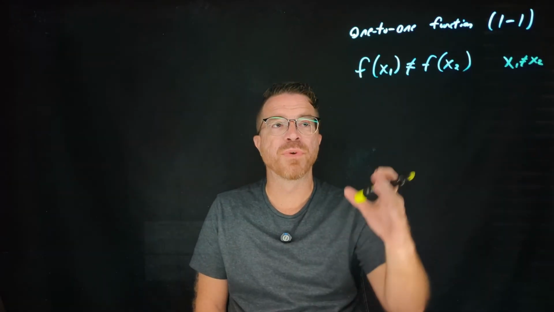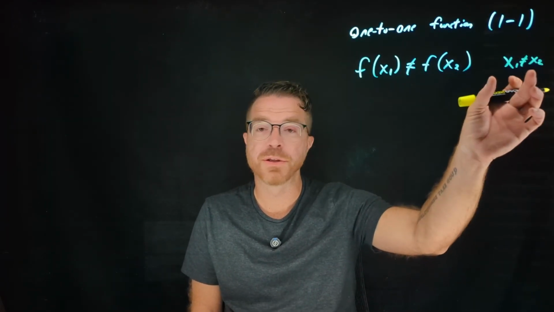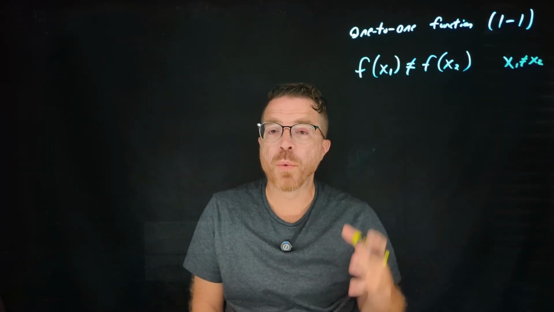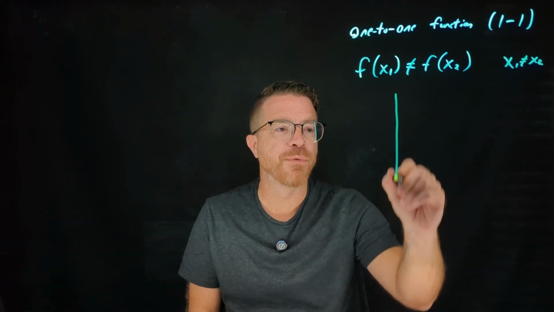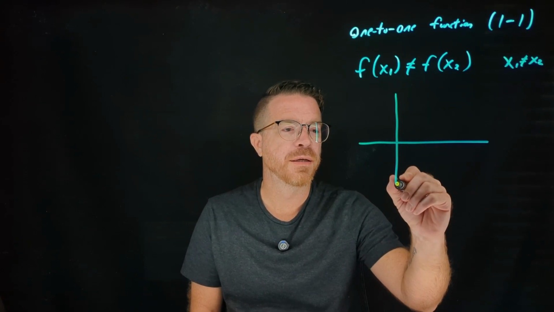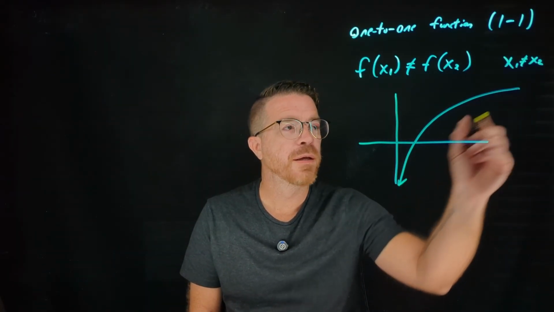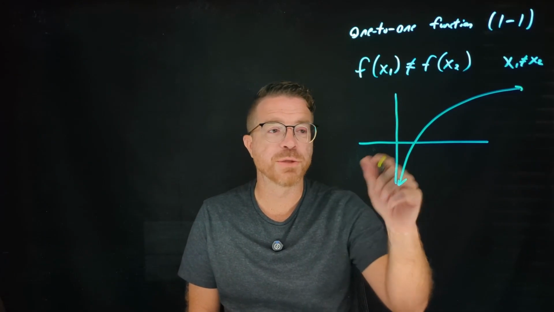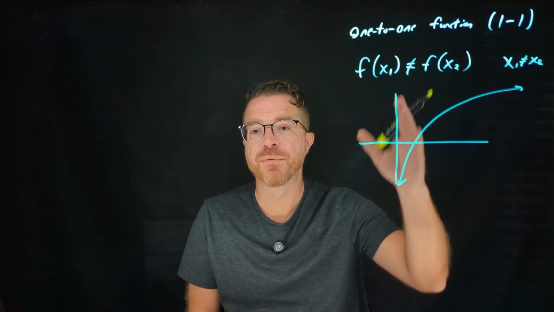So what this means is that if I plug in some number into my function and I plug a different number in, meaning that they're not equal to each other, it will always be a different number. So an example of this might be something like a natural log, where it'll never be the same number twice. No matter what x value I plug in, I will always get a different outcome from my function.